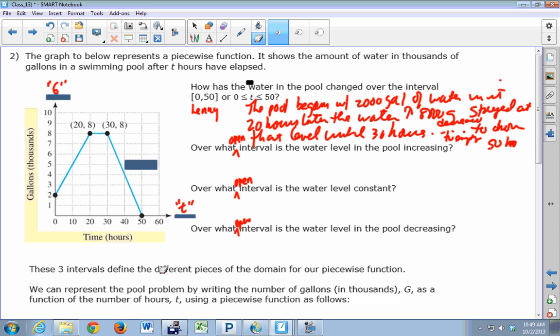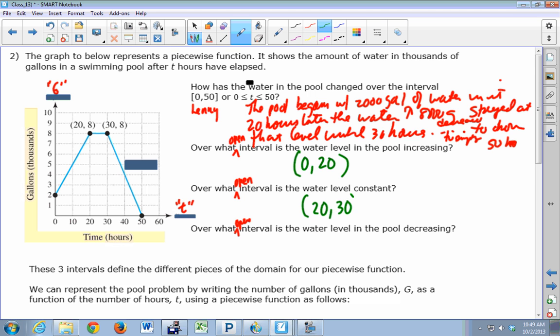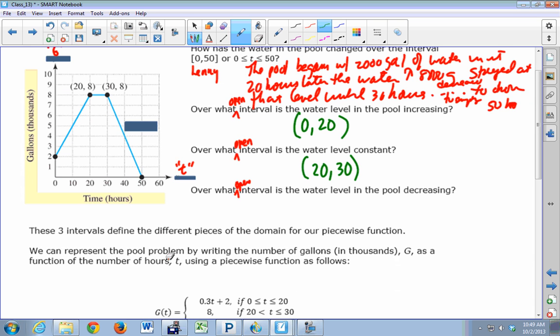So what interval is the water level in the pool increasing? Someone want to tell me how to write that? Over what open interval? 0, 20. Is that how I would write it? Parentheses, okay. How about water level constant? Tara? Okay, I put the comma in. And how about the water level decreasing?